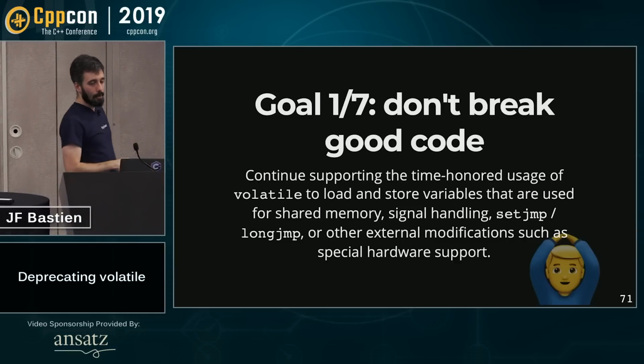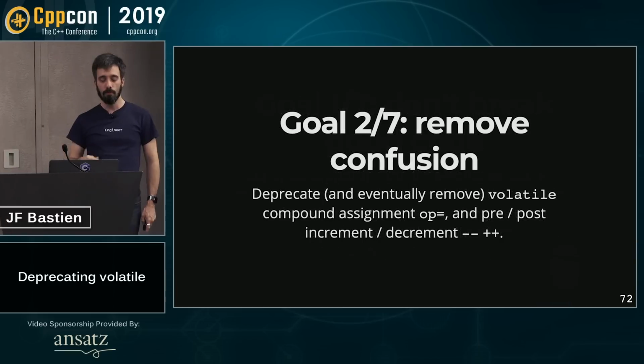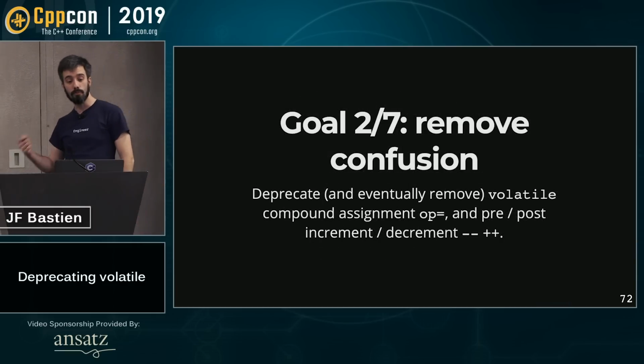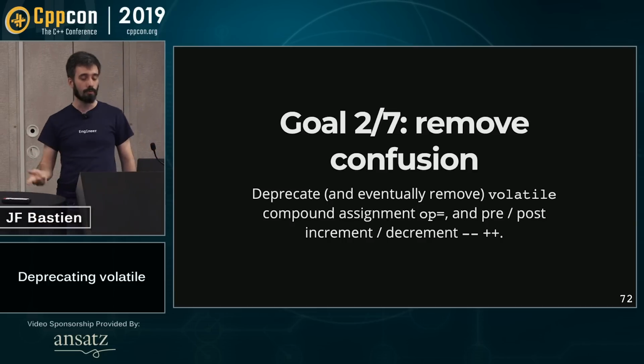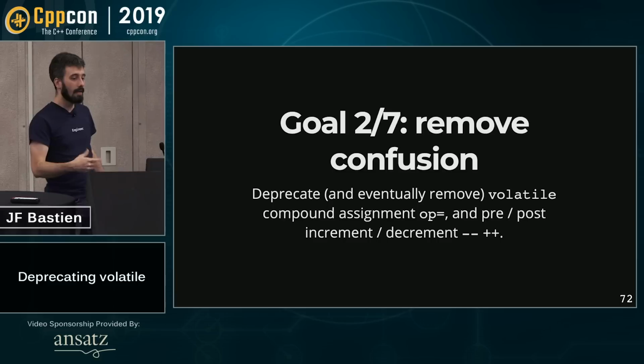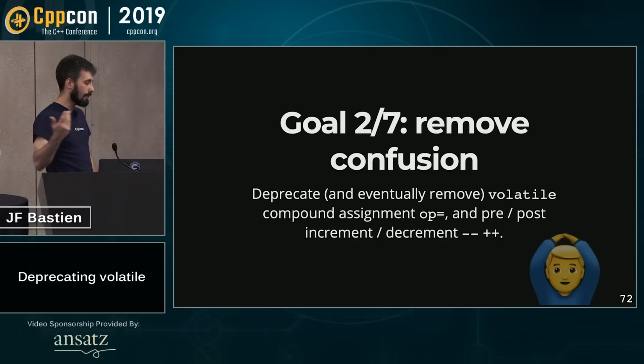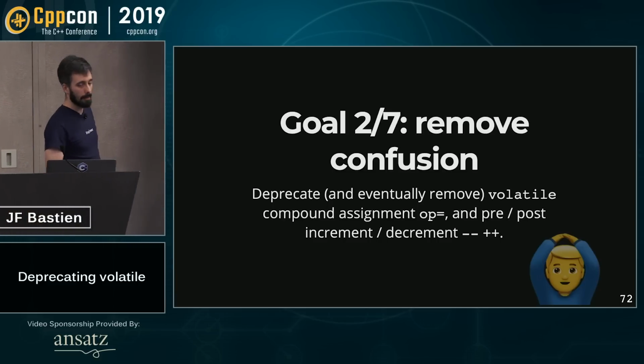Success. Goal number 2: remove confusion. So deprecate and eventually remove volatile compound assignments such as plus equal and stuff like that, pre and post increment and decrement, right? Because as I showed earlier, I don't really know what that means. Did I succeed in this? Yes, this will be gone from C++20.